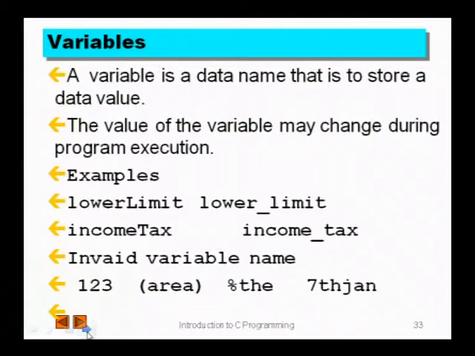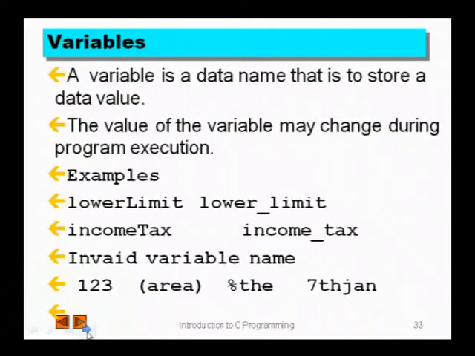The value of the variable may change during program execution. Suppose initially you used integer sum is equal to 0, while adding 3 numbers. So, the value of sum keeps on changing. Suppose number 1 is equal to 10, number 2 is equal to 20 and number 3 is equal to 30. If you add all this, first sum will be assigned 10, then 10 plus 20 becomes 30 and 30 plus 30 becomes 60. So, the value of variable sum keeps on changing. It is not constant, but if you declare a variable as a constant, the value will always be constant.